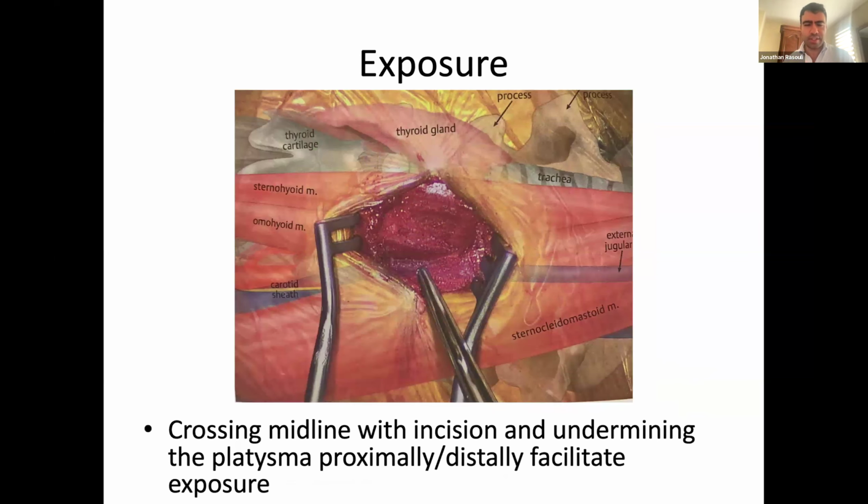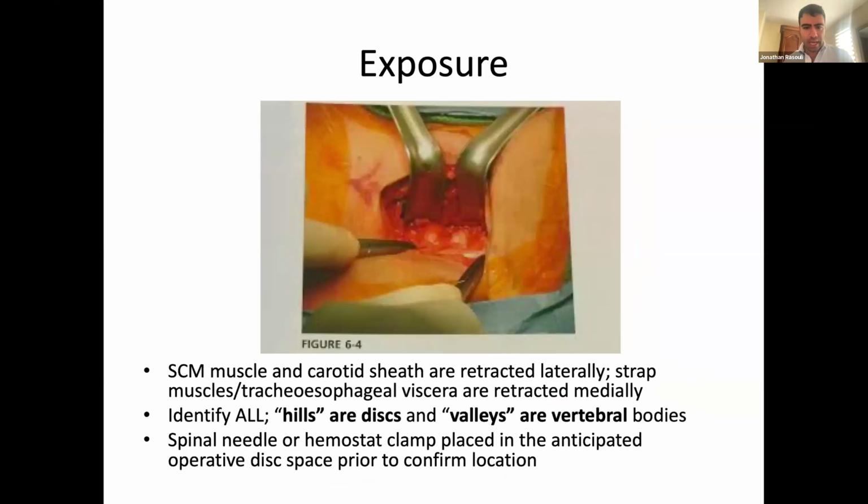Just with the exposure, you take down the platysma. I like to do subplatysmal dissection, superiorly, inferiorly. Then I'll open up the pretracheal fascia longitudinally. Stay medial, go medial. Don't skive straight down, right? You don't want to be lateral.